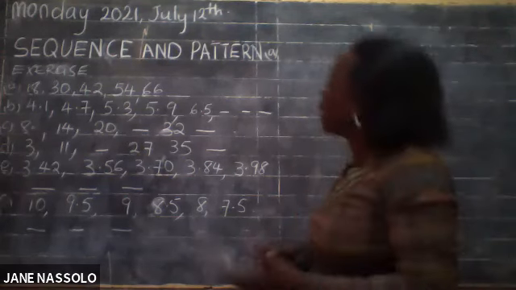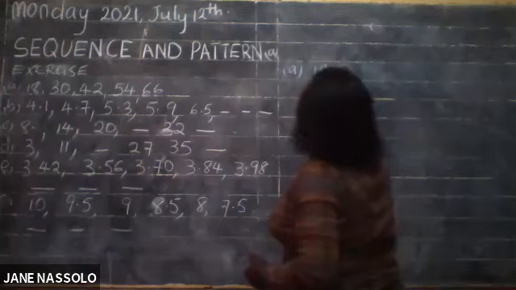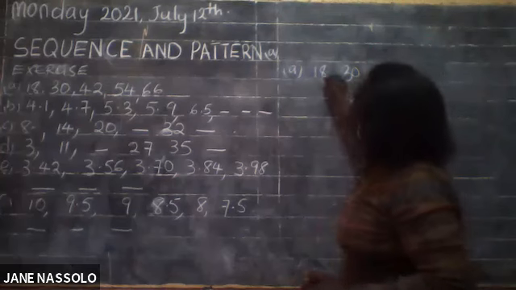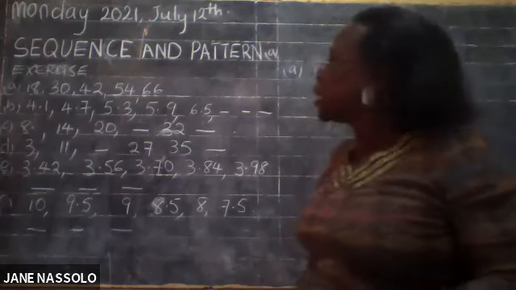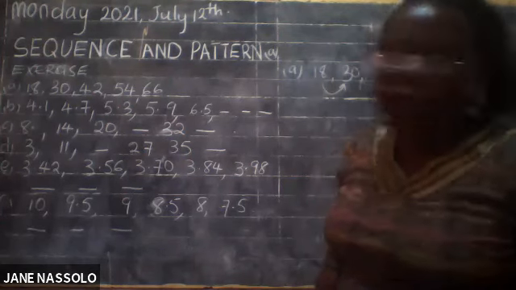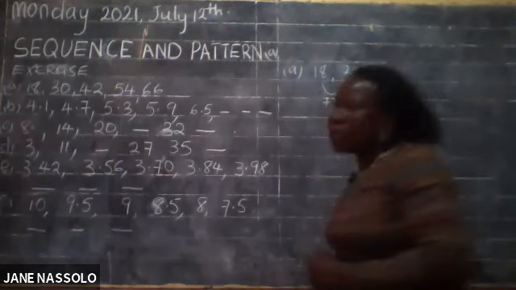So, you first do number 1. Can we see how we are getting the next term? We have part A: 18, 30, 42, 66. We have 18, we have 30. What have we done to move from 18 to 30? What is being done? We have added 12.